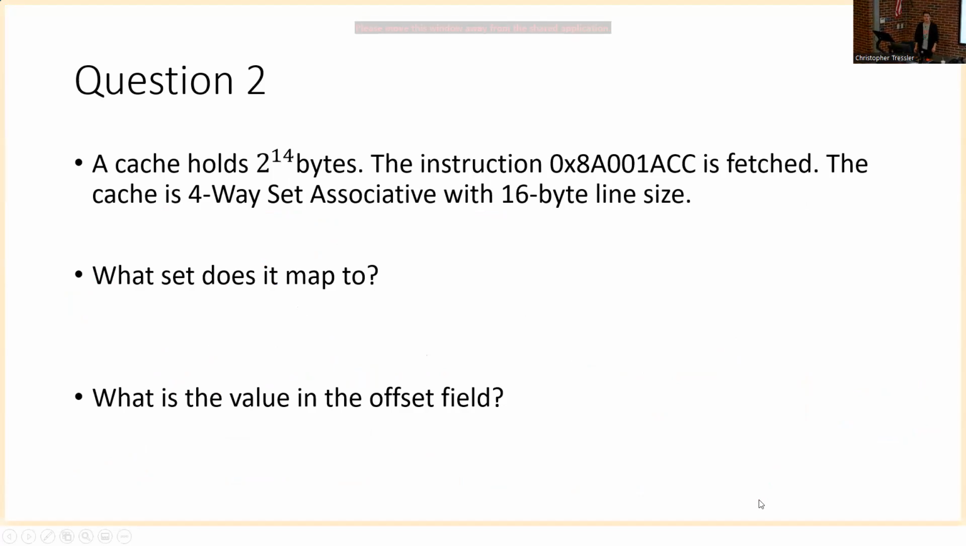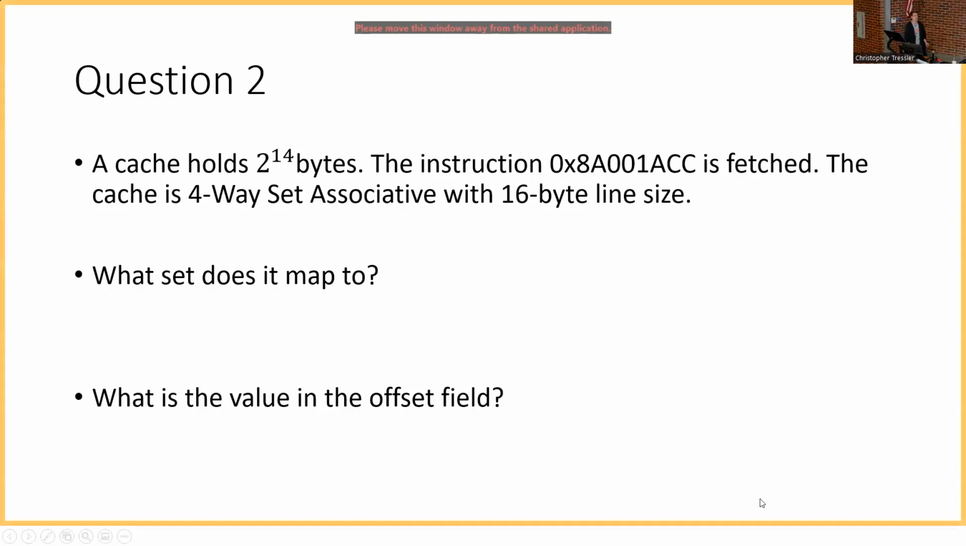So now we have some cache. Once again, this is very similar to the cache time that we did. The cache holds 2 to the power of 13 bytes. The instruction 0x880001AC is fetched. The cache is further set associative with a 16-byte line size. So what set does it go to, and what offset does it go to?